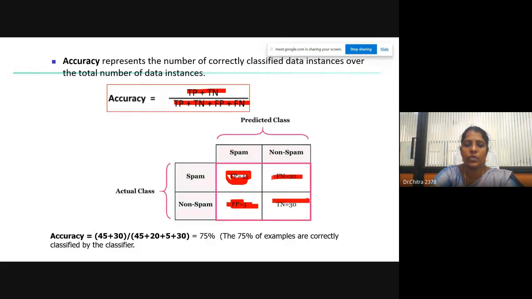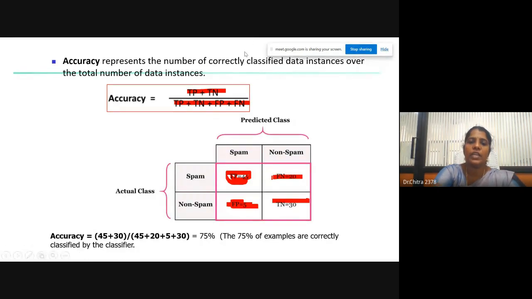True negative, and this one is the false negative value. The values are given, so the accuracy can be calculated by using the formula where the denominator contains all the values. What do all the values mean? This value plus this value, this value, this value. The entire data comes under the denominator. So the entire data is true positive plus true negative plus false positive plus false negative.